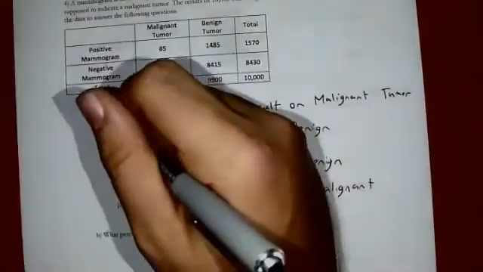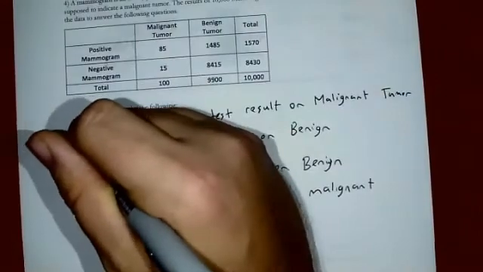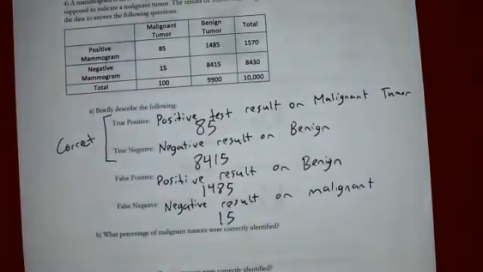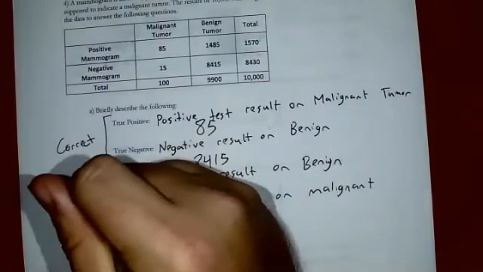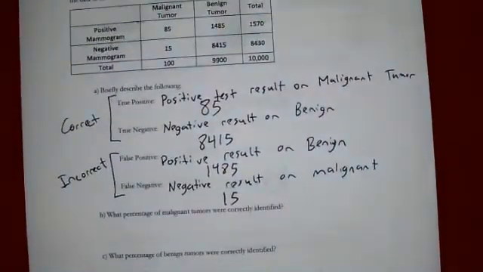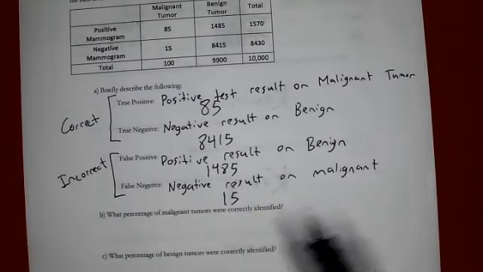So the idea with true is these are the correct tests. These are the incorrect tests, right? So you can have incorrect positives and incorrect negatives. You can also have correct positives and correct negatives. And there are the numbers from the table.